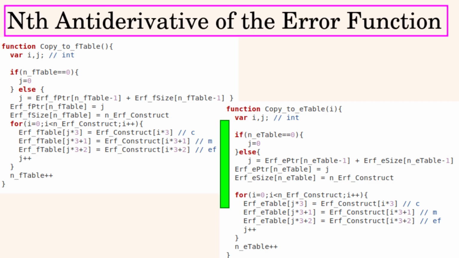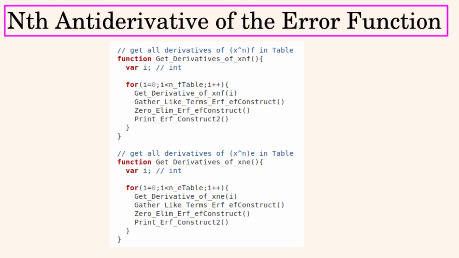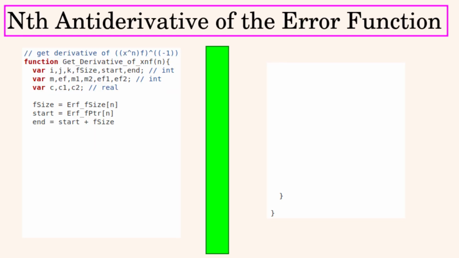And here are the functions to copy the expressions from the construction array into the lookup tables. So we'll need to do some error checking. We'll check these tables by doing a symbolic differentiation of all of these expressions. The second function is similar to the one I made in my video on finding the nth derivative of the error function. The first one is different but uses the same techniques and is worth having a look at. So this is the function I'll be using to get the derivative of each expression in the lookup table.